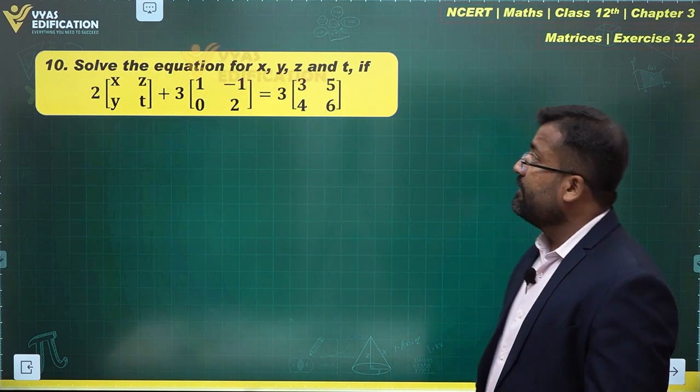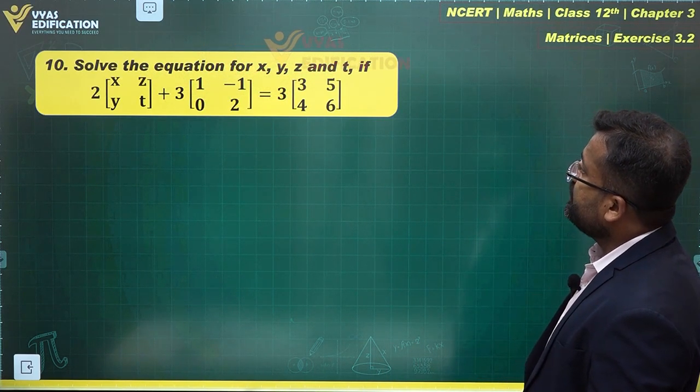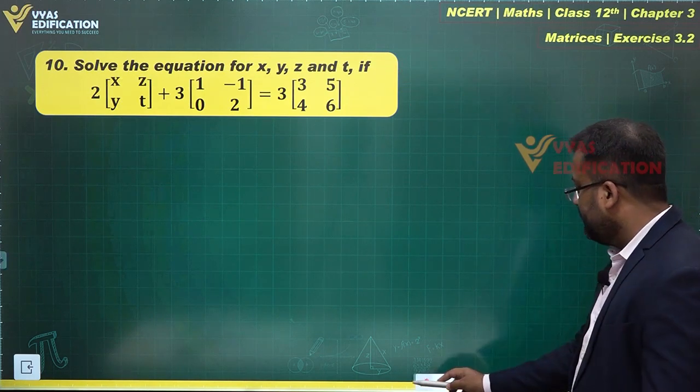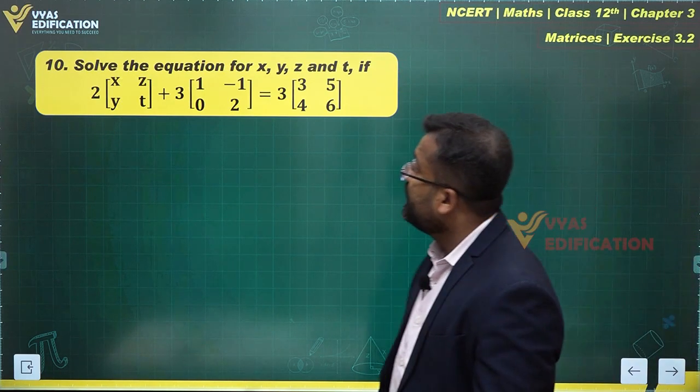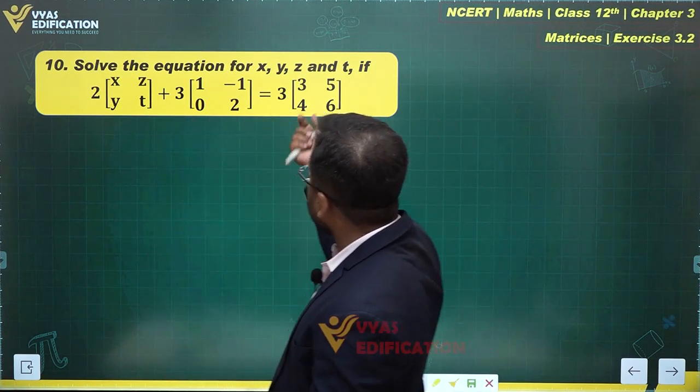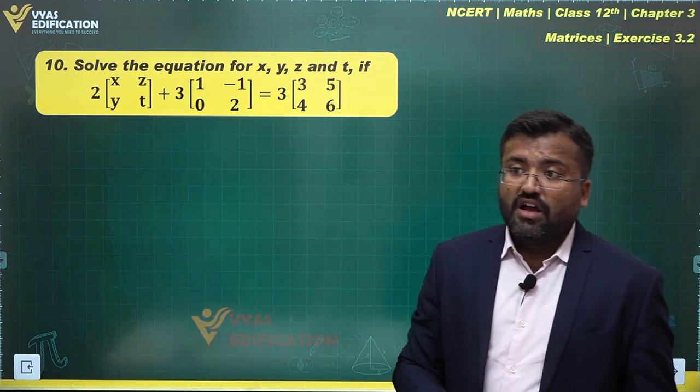Let us take a look at this question. Solve the equation for x, y, z and t if this matrix is equal to this matrix. Right? This equation is satisfied. Now how do we approach this? Once again, we are supposed to simplify this LHS and equate it equal to the RHS.